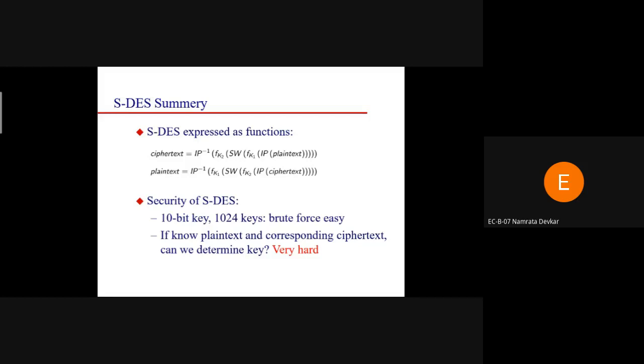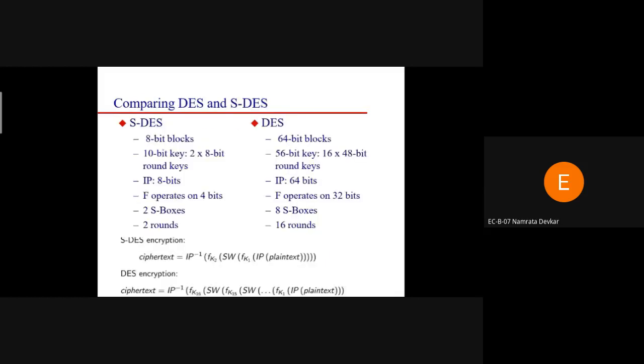Once we perform the XOR operation, after the second XOR operation we can swap the data. If we swap the data, we convert our plain text into the cipher text. Again, we have to convert the cipher text back into the plain text, and for that we can use the inverse initial permutation.